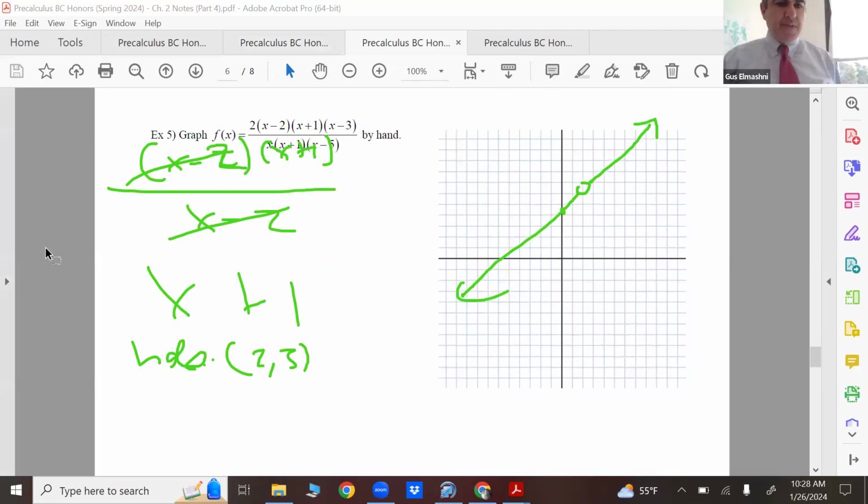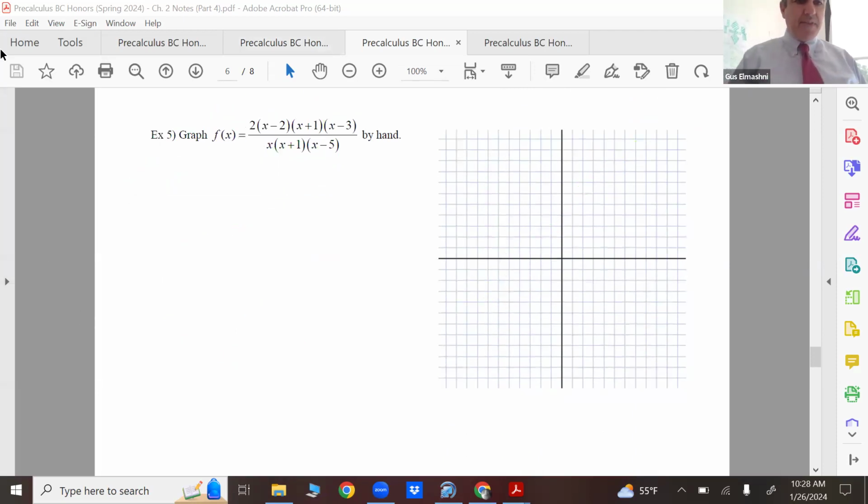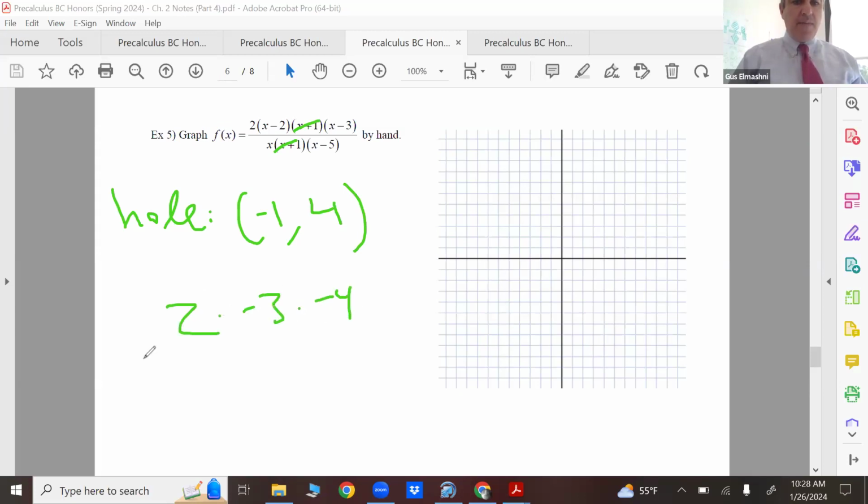All right, this one's very factorable for us. So that's very nice. But things do cross off. So the hole is going to be at -1 comma something. Do you guys have an answer? -1 comma 4. Let's confirm that. So you have 2 times -3 times -4 over -1 times -6. So you have 24. I agree. Good. Excellent. So you have 24 over 6. Totally agree. That's straight up 4. Okay.